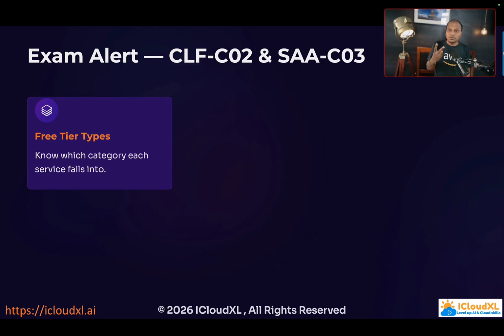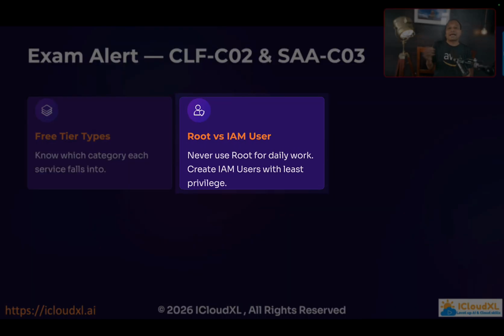If you're running 2, then definitely you get 750 hours by 2, right? Remember this, it's basically total hours spent on EC2 instances that are free tier eligible. Then remember root versus IAM user.